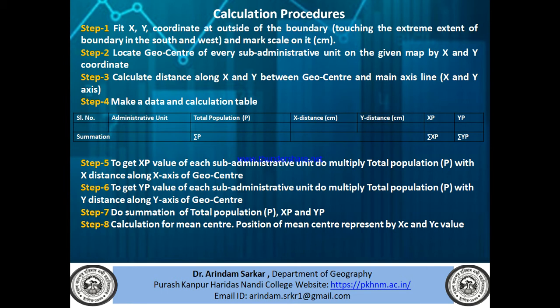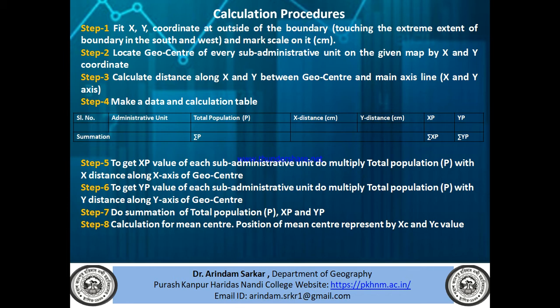Now you need to make a table, the data and calculation table, that has separate parts. One column is the serial number, the next column head is administrative unit, the next is total population, denoted by capital P. Then the x distance in centimeters, the y distance in centimeters, and xp and yp. You need to sum the total population, xp and yp of all the administrative units.